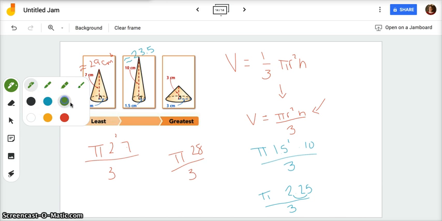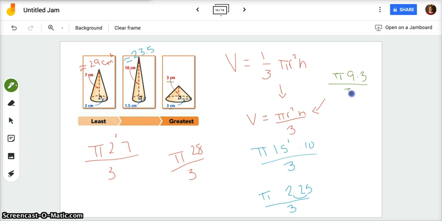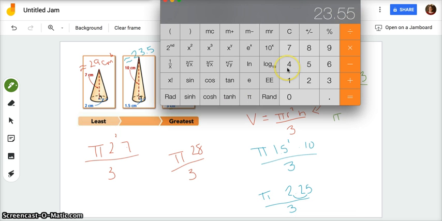All right, and then our last one we'll do in green, and it has a height of 3 and a radius of 3. So we'll just go ahead and plug those in. Pi times 3 squared, so that's pi times 9 times 3 is 27, divided by 3. So we would have pi times 27, 3.14 divided by 3 is 28.26.